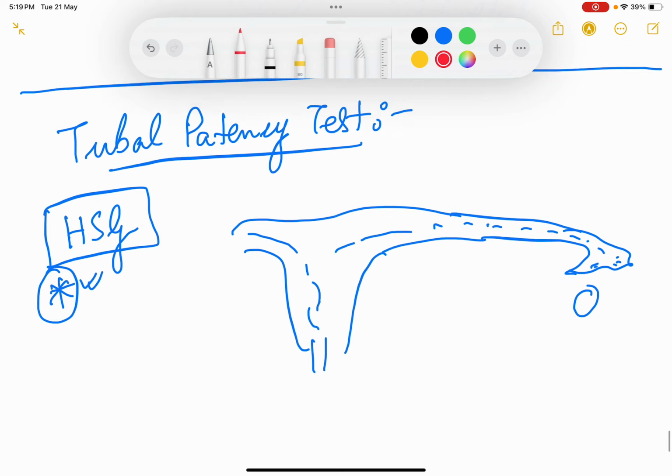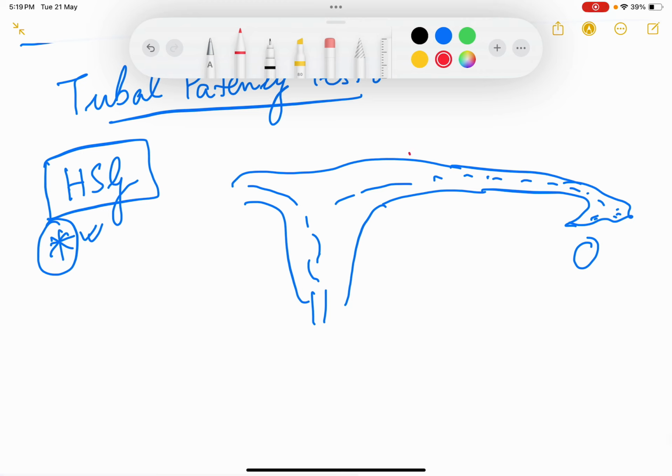Now, see, what defects can there be in the tubal factor? There can be a defect in the proximal part of the tube. So, there can be proximal tubal blockage, mid segmental tubal blockage, or distal tubal block. Okay. So, apart from HSG, what other tests can be done to look for these things? You can go for saline infusion sonography. Okay, HSG I have already told you.